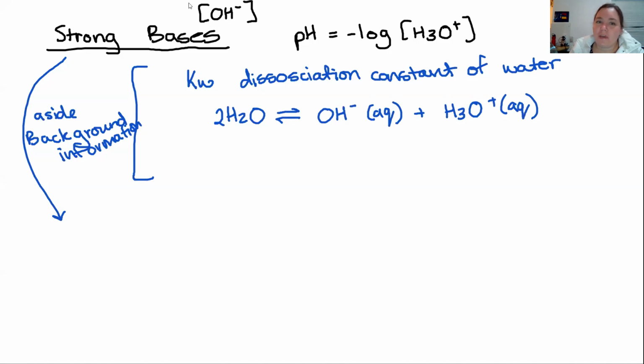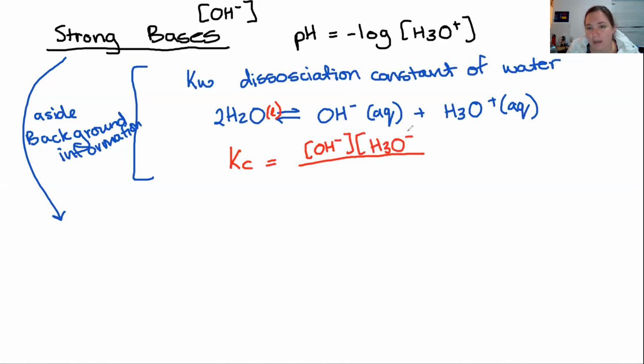Water automatically, very few molecules will randomly act as an acid and a base and give away a proton and accept a proton, and they do this all of the time. Now, we can work out an equilibrium for this. I'm going to call it Kc now, and I'm going to say Kc is the concentration of OH minus times the concentration of H3O plus.